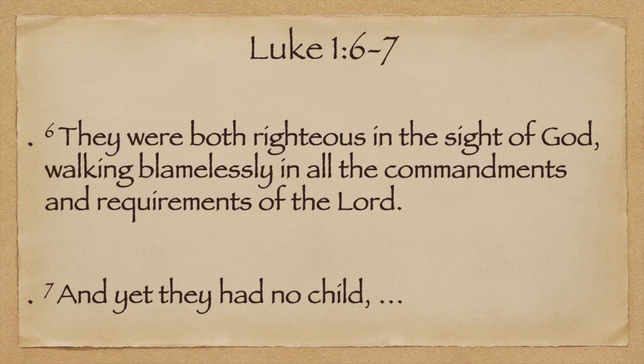Now let's do the first one. Do not judge by the look. If you look at verse 6, it says this. They were both, meaning Zechariah and Elizabeth, husband and wife, they were both righteous in the sight of God, walking blamelessly in all the commandments and requirements of the Lord. Verse 7, and yet they had no child.